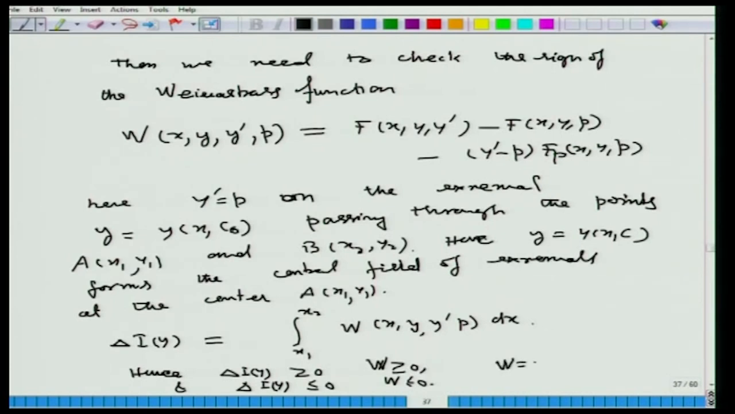and W equal to 0 on y equal to y of x, comma c 0, because here y prime equal to p, so these two terms will cancel, and this factor will be 0. So, W equal to 0. So, delta I y equal to 0 if we are taking y equal to, this is general y here. Here this y is any curve joining these two points.